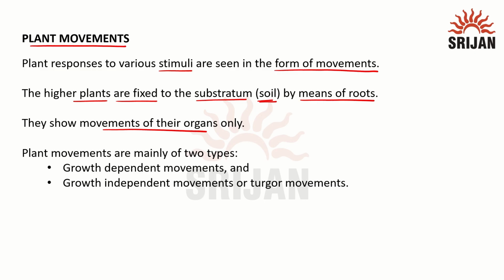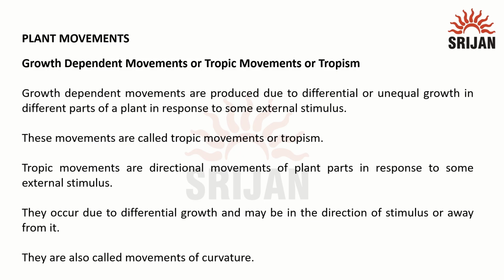So the plant movements are mainly of two types. One is the growth dependent movements. Second is growth independent movements, known as the turgor movements. First we will understand growth dependent movement or tropic movements or tropism.